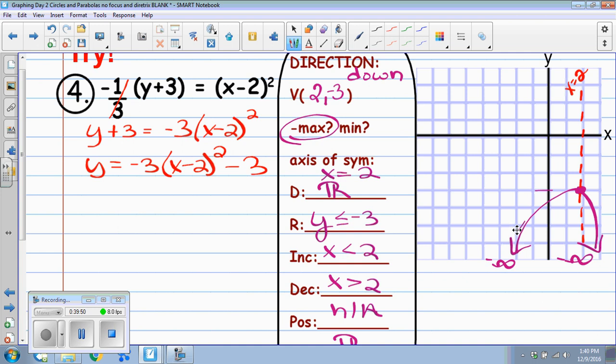Yes, they're always going to be the same. It's a problem. Okay. Any other questions? Okay, let's look at the next one.